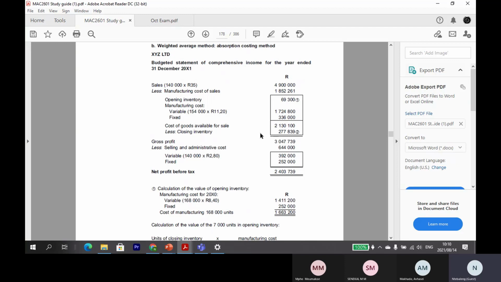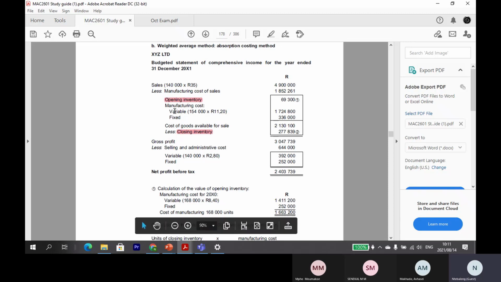When it comes to the weighted average method, which part of my income statement, which line item does it affect? It affects my opening inventory and my closing inventory. Okay, that's step number one. Number two, how would it impact it? What is my toolbox? What is it that I need to be aware of? Under the weighted average method, I need to apportion the total cost of goods available for sale to my opening inventory, and I also need to apportion it to my closing inventory. That's how you can do it.